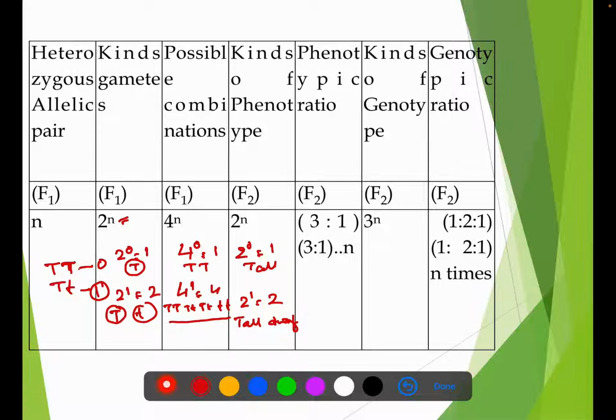Then the phenotypic ratio: we have understood how to do it, as I told you in the last slide. Kinds of genotype in the F2 generation is 3 to the power n, where n represents the number of heterozygous pairs. If it is 0 in the first case, 3 to the power 0 is only 1. But in this case, 3 to the power 1 means you will get 3. What are the 3? Capital T capital T, capital T small t, and small t small t. So you are getting 3 possible genotypes.